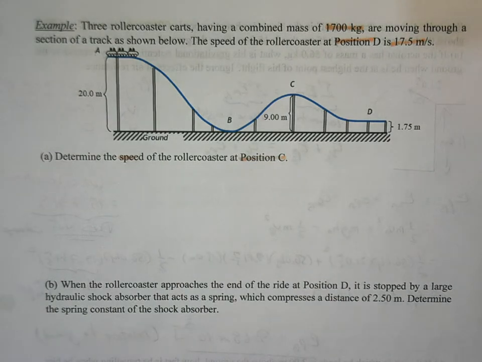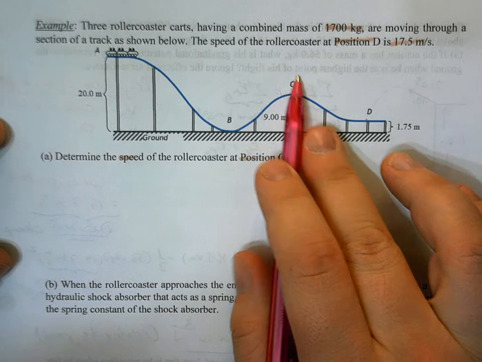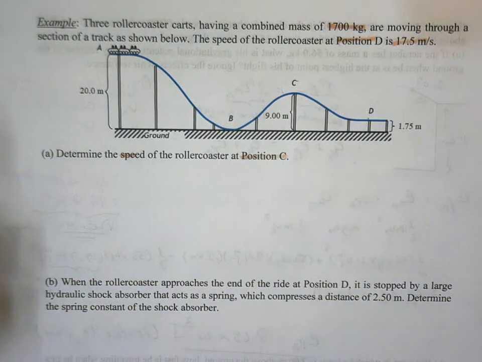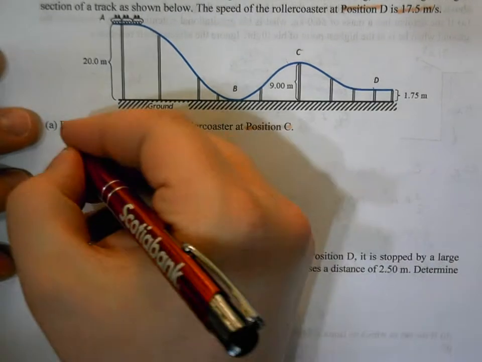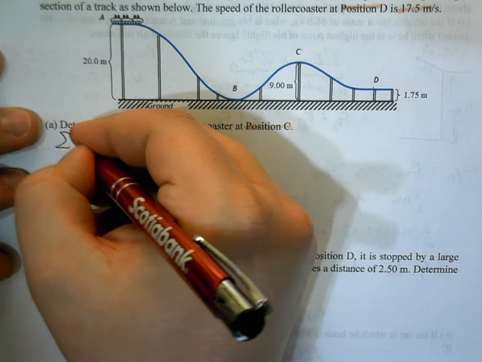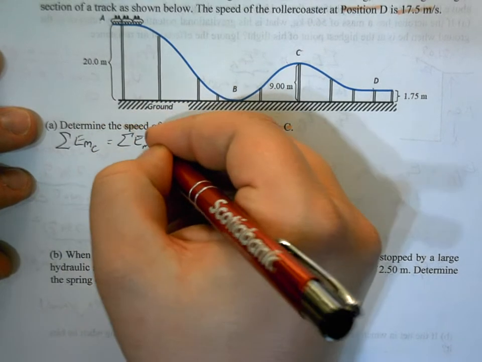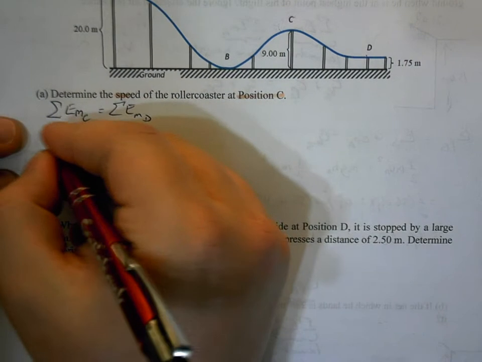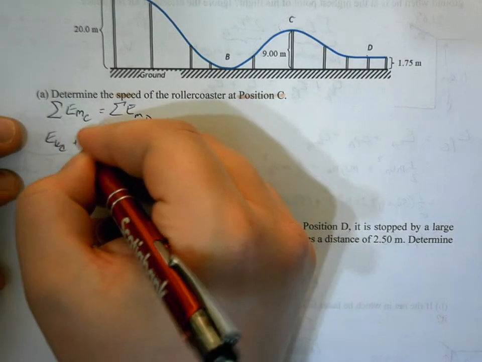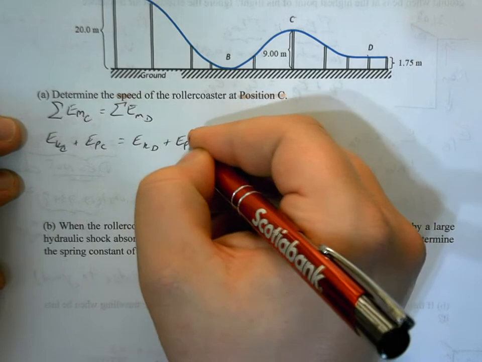Based on the fact that we have information at position D, and we're interested in finding the speed at position C, these are the 2 points where we're going to look at mechanical energy in our statement of conservation of energy. So I'm going to say that my total mechanical energy at point C is going to be equal to my total mechanical energy at point D. So I'm going to have my kinetic at C plus my potential at C is equal to my kinetic at D plus my potential at D.